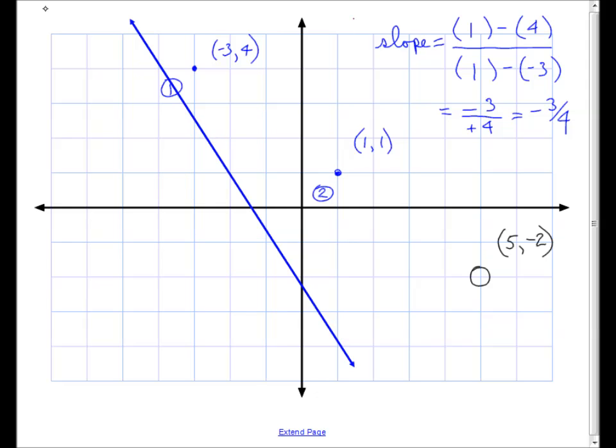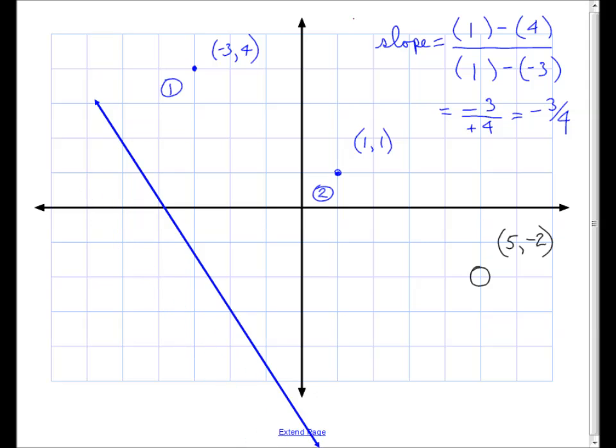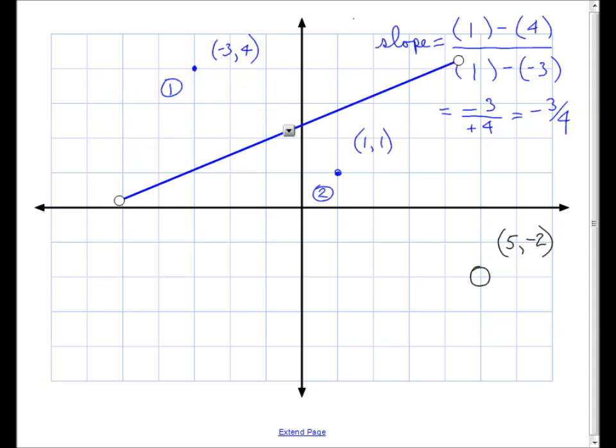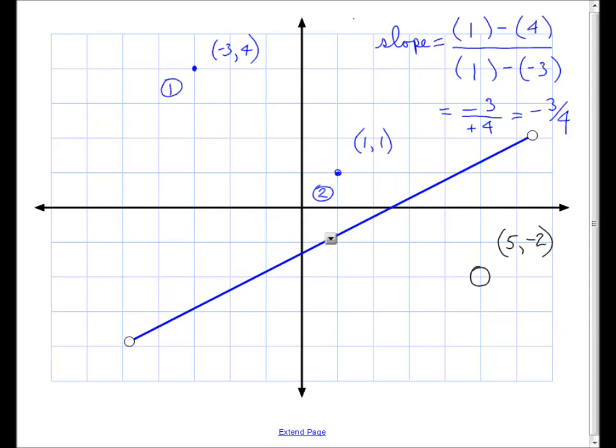If I then look at a line which, instead of falling left to right, rises left to right, we can see that if we look at a change in y as being positive, to get back on the line I've got to go to the right, which means it's a positive value for my change in x. So the ratio of two positive numbers is going to give me a positive value for slope for that line.